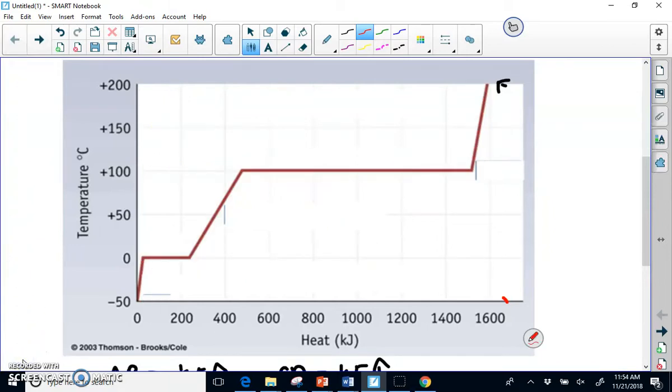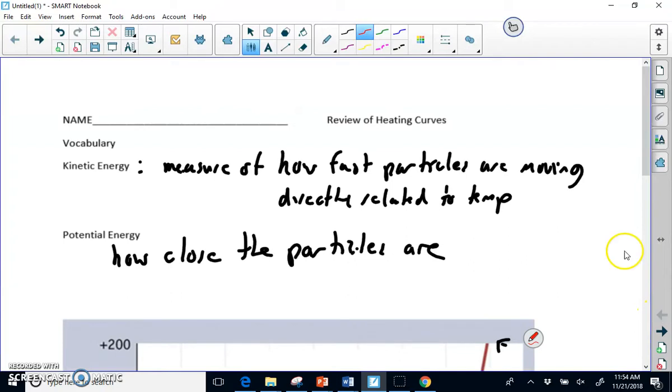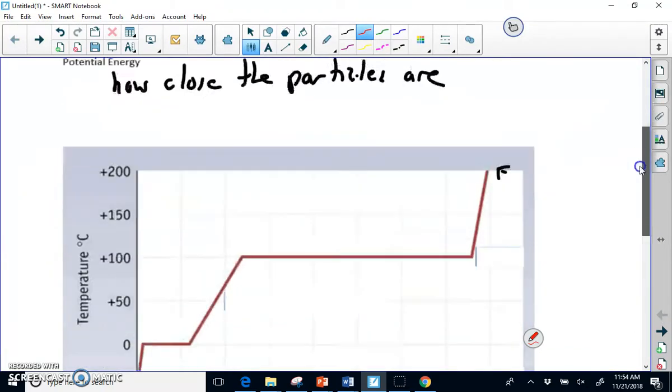So we go to the back, and I'm going to leave it up here, but I'm going to show you quickly the question on the back, if I can find my cursor. There it is. I erased the heating curve. There's a question: what affects the slope of the line segments when temperature is increasing? So you should write what I talk about under that spot.